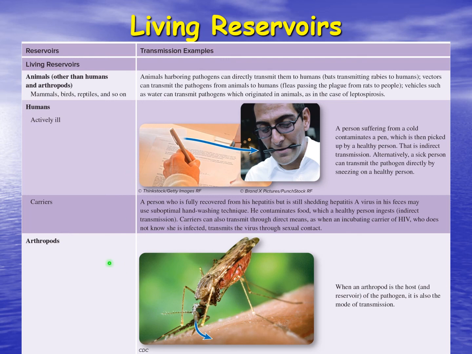So this could be either actively ill individuals that are passing on the organism or carrier states. Arthropods, and this includes both insects and arachnids, can be living reservoirs in the fact that they actually will be vectors so that they can carry the disease from one reservoir to another reservoir.